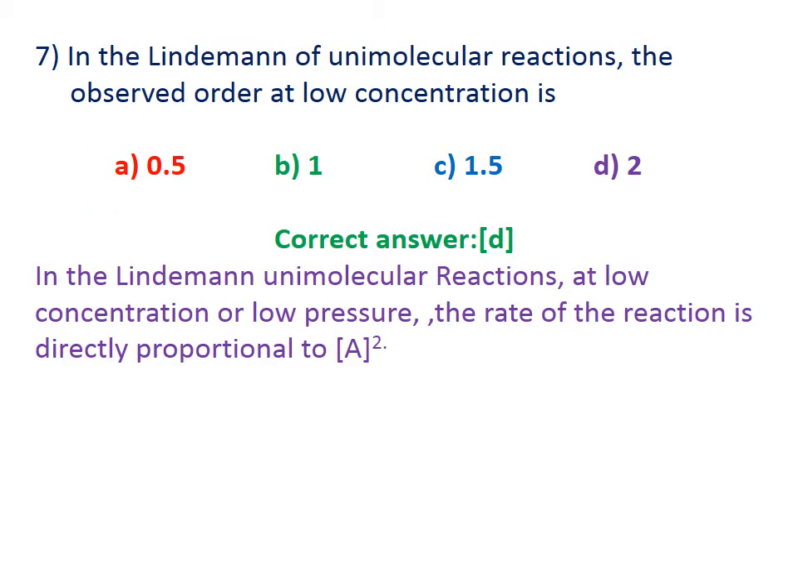Question number 7. In the Lindemann unimolecular reaction, the observed rate law at lower concentration is? The correct answer is D, 2. At lower concentration, it follows a second order reaction. In the Lindemann reaction, at low pressure, the rate of the reaction is directly proportional to A square. Therefore, the reaction follows bimolecular kinetics at low concentration.